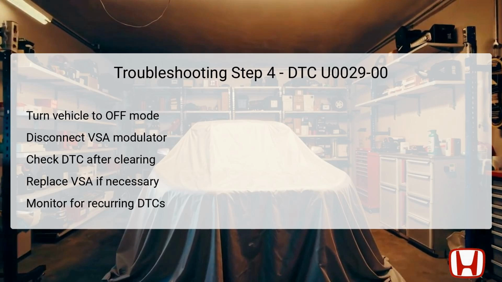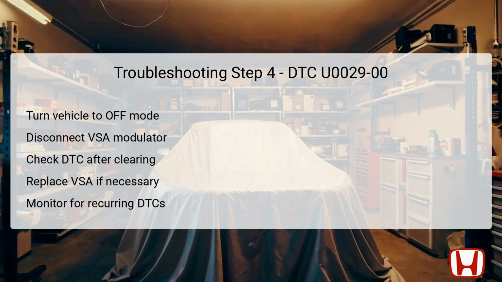Start by turning the vehicle to the off-lock mode, enabling safe access to the VSA modulator. Disconnect the appropriate 46P connector from the VSA modulator. Turn the vehicle back to the on mode and clear the DTC with the HDS system, ensuring that the system can reset correctly. After performing this action, again, switch the vehicle off and then on. Wait for around 6 seconds before checking for any DTCs.